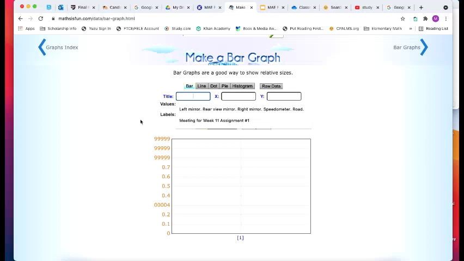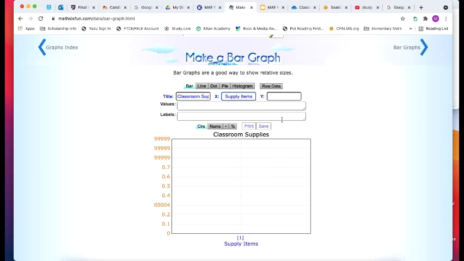For the title of our bar graph, we're going to do classroom supplies. And for our x-axis, which is this one right here at the bottom, it goes horizontally, we are going to put supply items. And for our y-axis, we are going to put price.